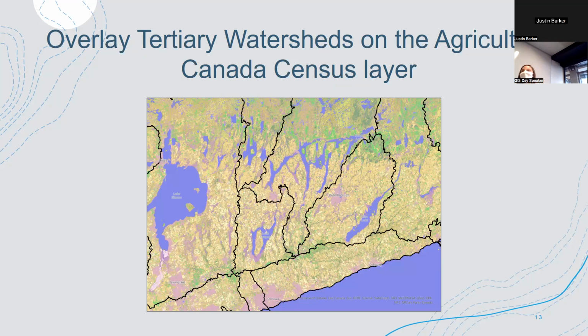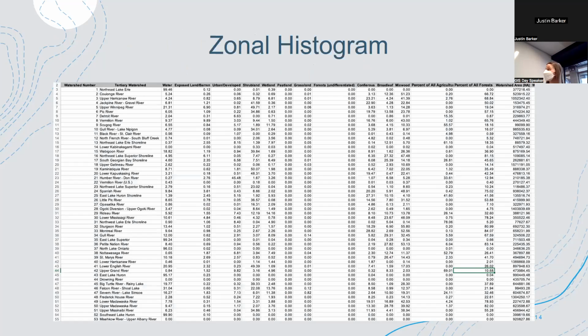And after emailing with Justin, I emailed him so many times, so many questions over the summer, he recommended that I run a zonal histogram, which essentially takes the watershed and imposes that on the agricultural census layer below that. So then I'm able to look at this in terms of each watershed individually. And so the zonal histogram spits out this Excel sheet with all the different tertiary watersheds.